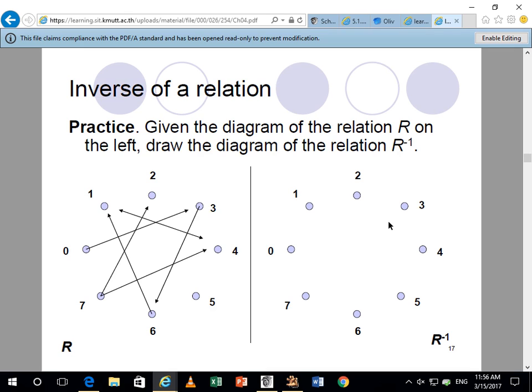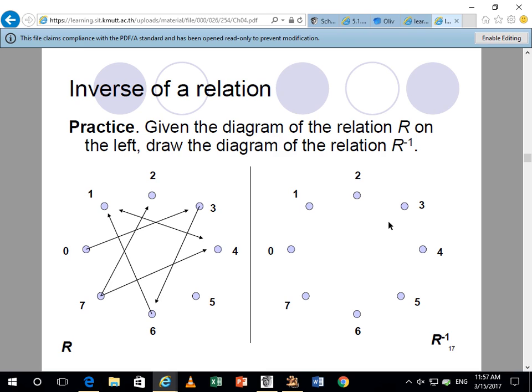So as you can see in this case, in this relation on the R side, we have 7 mapping to 2 and 4. So again, this relation is not a function. It doesn't matter. We're talking about relations here. So now we want to map for the inverse. So what do we do to get the inverse?